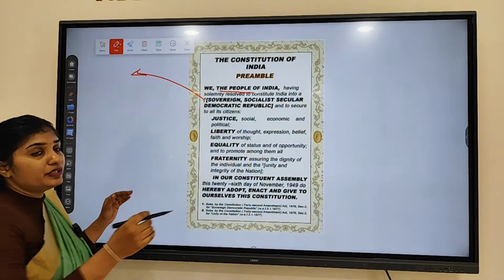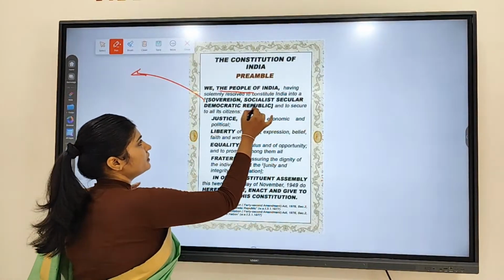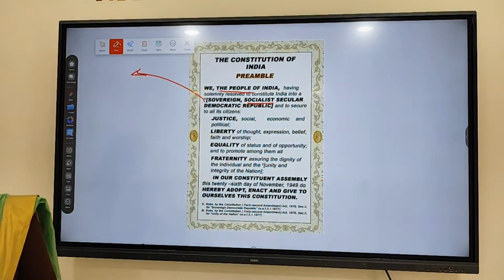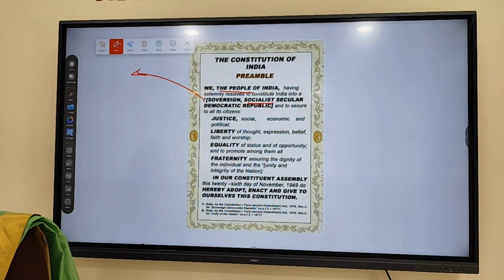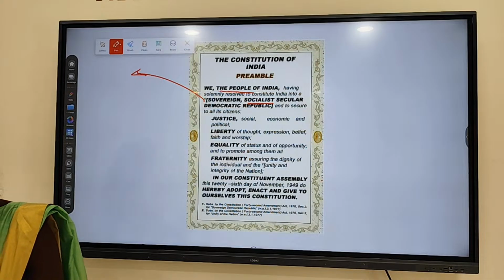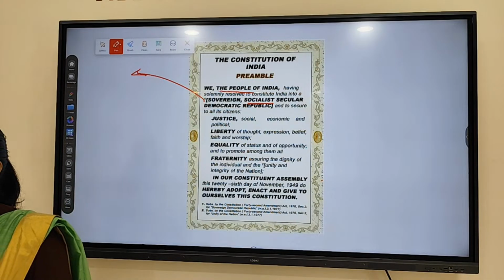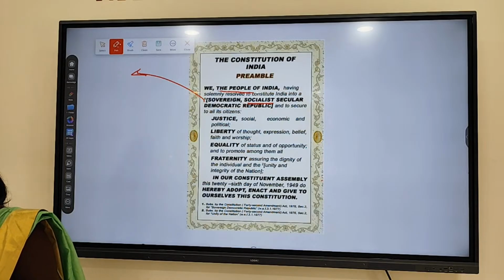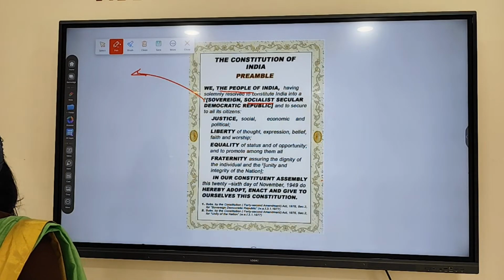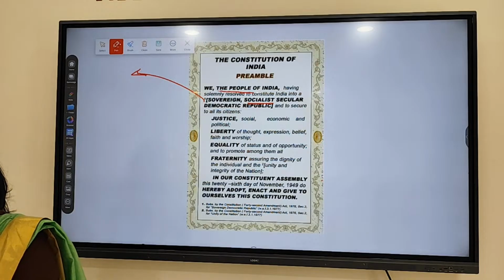Next one, socialist. Just put the heading socialist. What is meant by socialist? All are equal, socially. Okay. See, you have already studied socialism in economy, the socialistic economy. Okay, the Marxist economy.